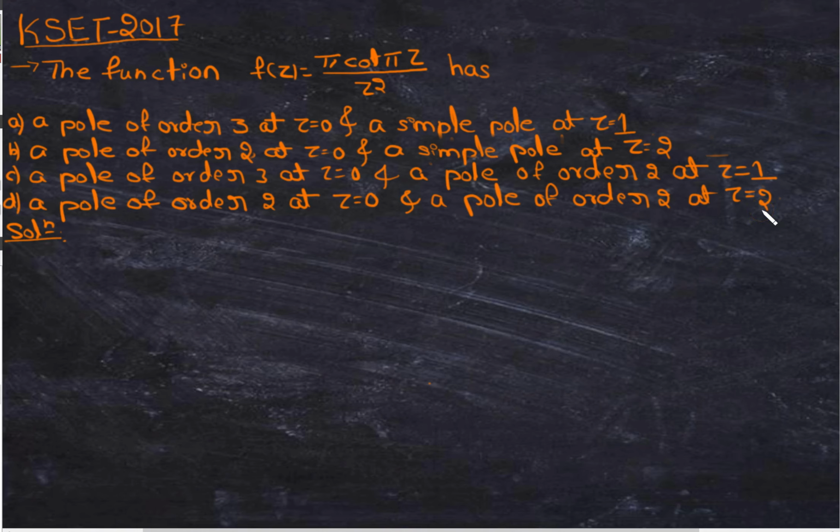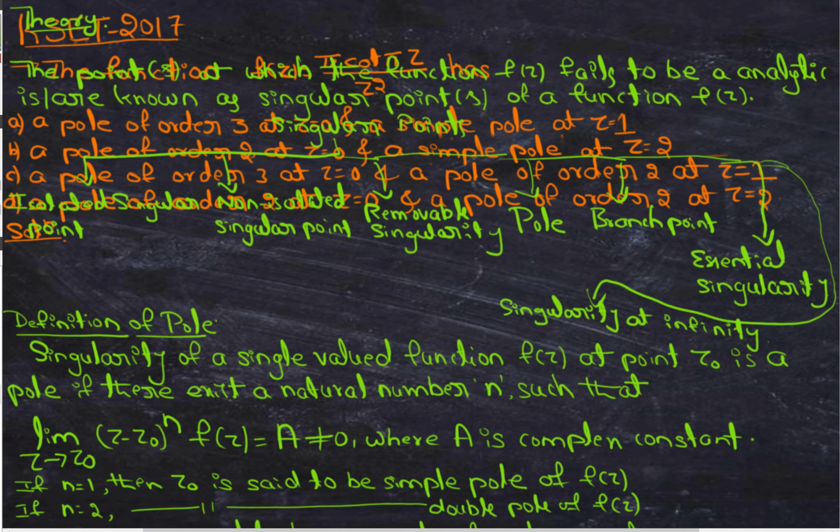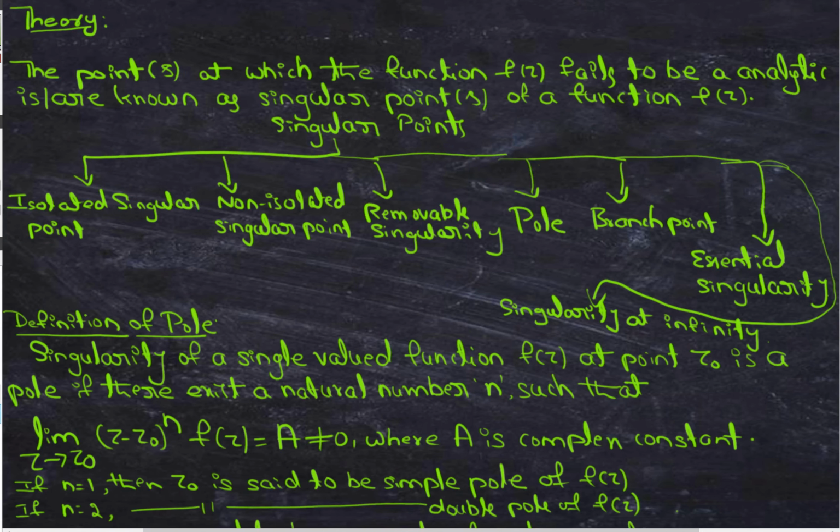They have given one complex function and they are asking mainly about poles at the point z equal to 0 and at the points z equal to 1 and z equal to 2. Now, shall we discuss the theory part of this example? First, I will give a definition of singularity.